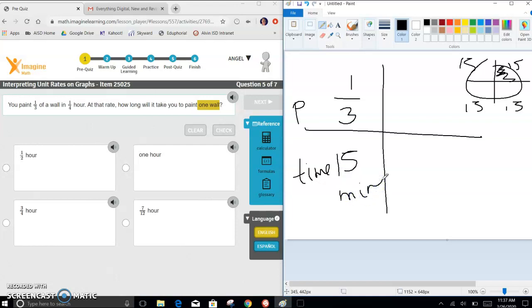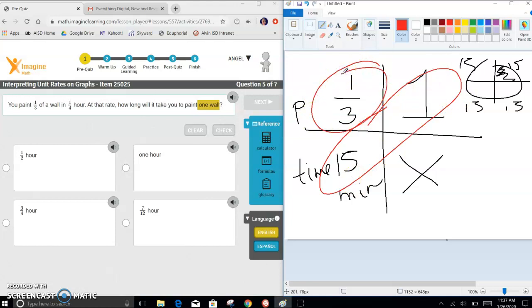Okay? I know it's giving me answers in fractions, but I like working without fractions as much as possible. So it says, how long will it take you to paint one wall? So I want one whole wall here, and I don't know how long it takes, so my X is going to go there. I will cross multiply, then divide. So I've got 15 times 1. You know what? It's probably going to be easier to leave this as a fraction. I'm sorry, I'm reneging. So let's call this 1/4.